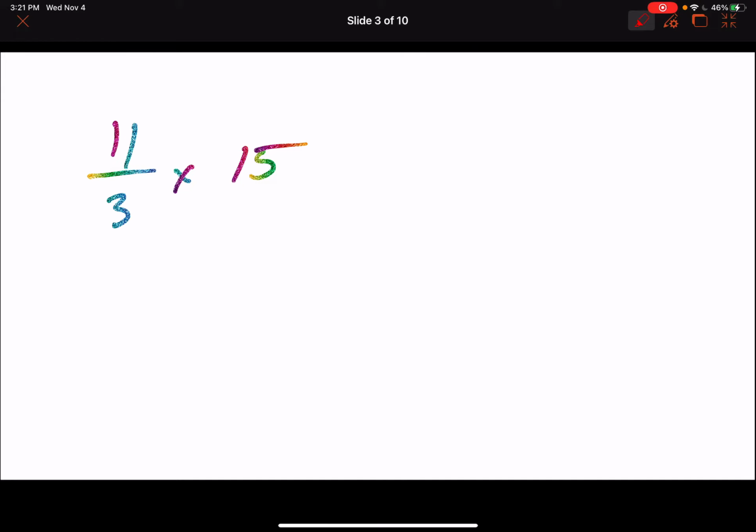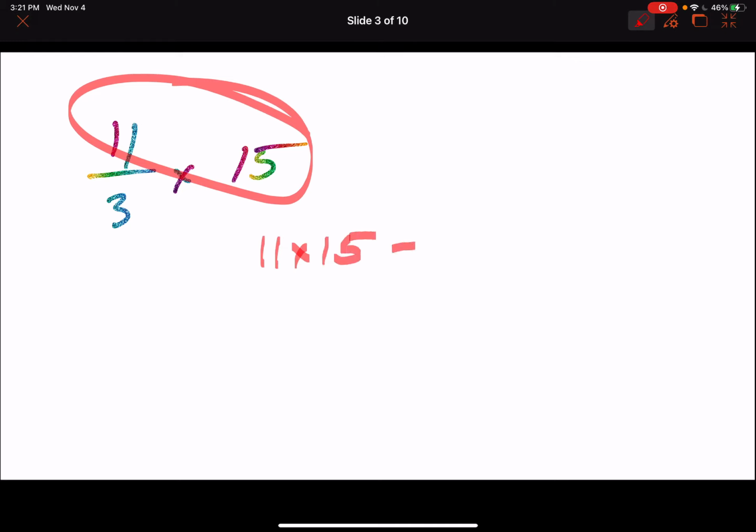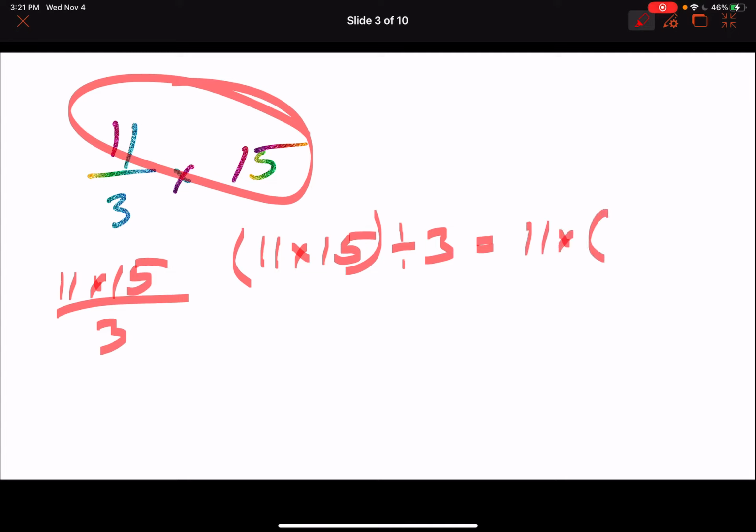So I could say I have 11 times 15, divided by 3. Because we know that 11 times 15 is going to be like this, but I couldn't write it like this. So what I'm going to do is get you to pause the video, and I want you to see if this is true. You're going to do 11 times 15 first, and then I want you to do 15 divided by 3 first and see if there's a difference.